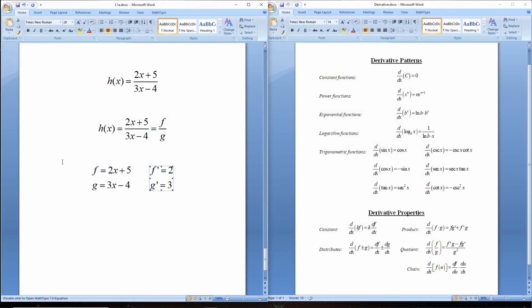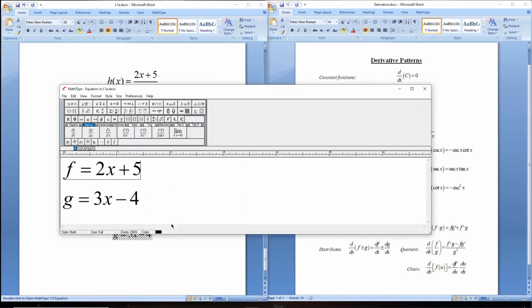Now again, this is something you should know from algebra. Remember, the derivative tells us the slope. What is the slope of a linear function 2x plus 5? Well, you know the slope is 2. And that's what the derivative is telling you. So now that we have that information, we will plug it into the quotient rule.